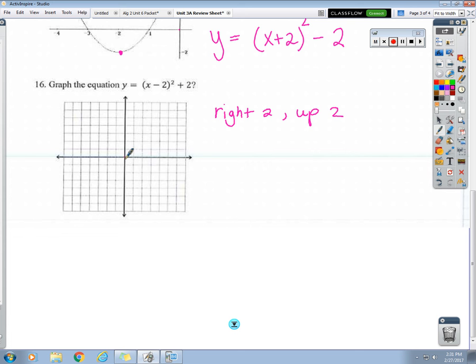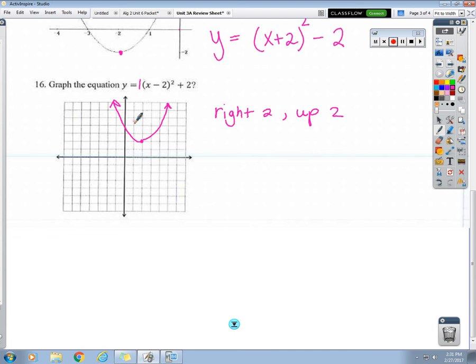So if my vertex moves right 2, up 2, which way will the parabola open? Up, because that's a positive 1 out front. And that should be enough information for you to be able to pick the correct graph.